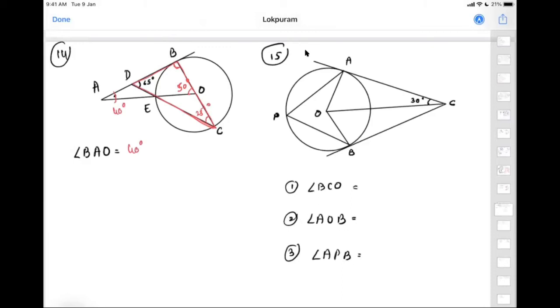Now this 30 is given, this is 90, this is 90. By congruency you can prove this angle is equal to this, so this is also 30. So if this is 30 and 90, then this will become 60. So this is again 60. We want BCO. BCO is 30 degree. AOB is 120 degree. APB will be half, so it is 60 degree. Only you have to apply properties.